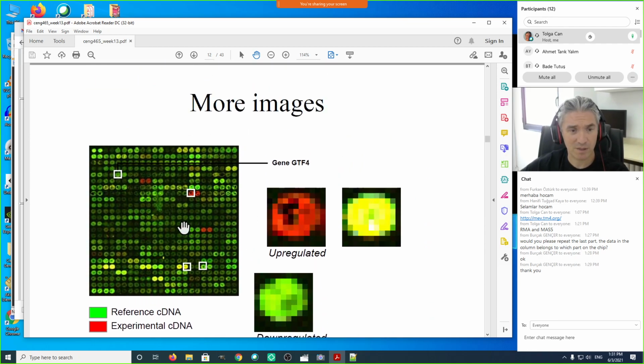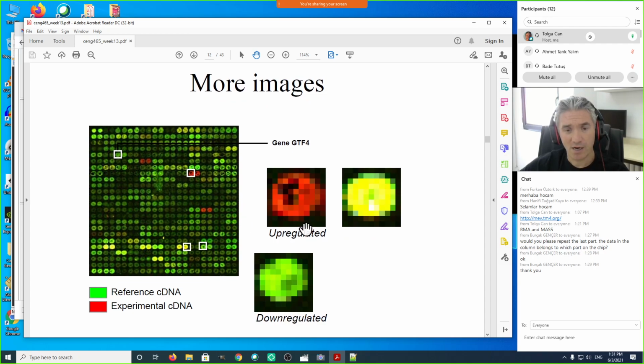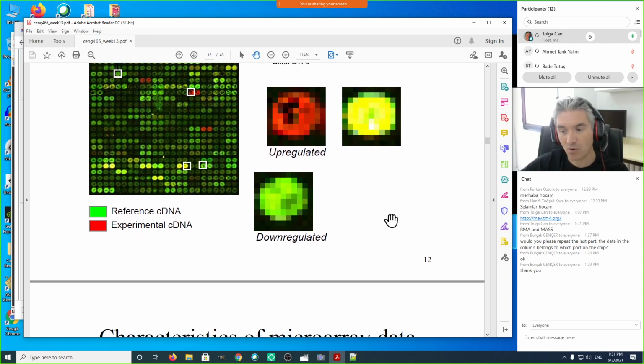I can actually show a nice zoomed-in version: upregulated, downregulated. If this is the experimental cDNA that we are referring against, and we are analyzing this disease, which is labeled with red, then if it's red here, it means that in the disease that gene is upregulated. The messenger RNA for that gene is more abundant in the condition that we are studying. If it is green like this, it means that in the condition we are studying there's no red at all. So it's totally green, which means it's downregulated. It's expressed less. If it's yellow, both levels are present.